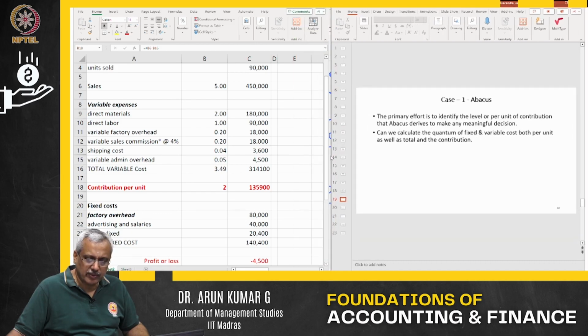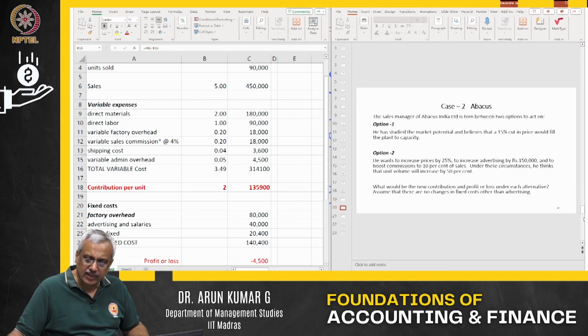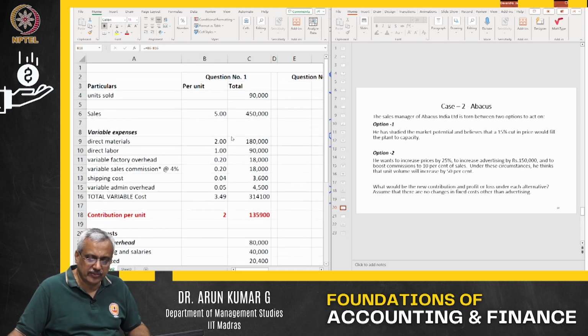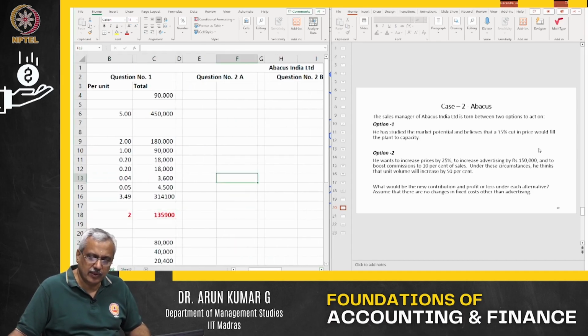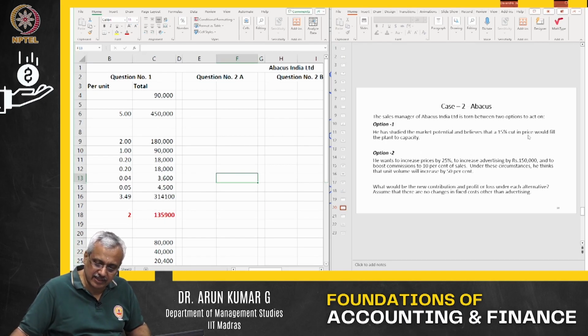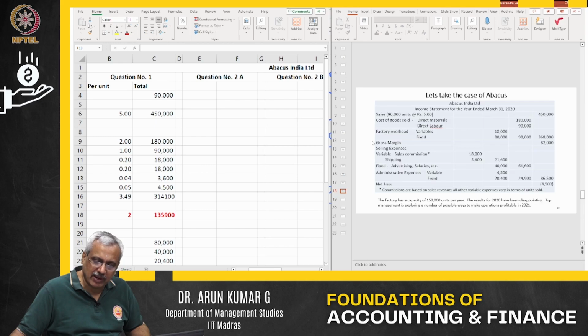There are a couple of options. What do you see? I'll see what is option 1, what he has said, what he has done out here. This is question number 1, question number 2, option 1 in this particular case. Option 2A, that is case 2, 2A and 2B. He has studied the market potential and believes that a 15% cut in price would fill the plant to capacity out here. Now, let us see what is the capacity at which the plant is operating.